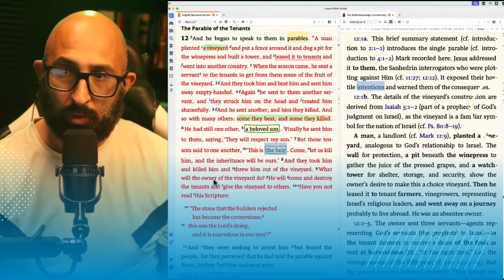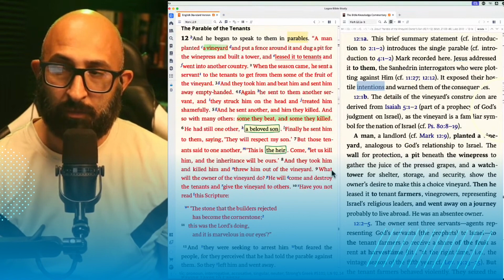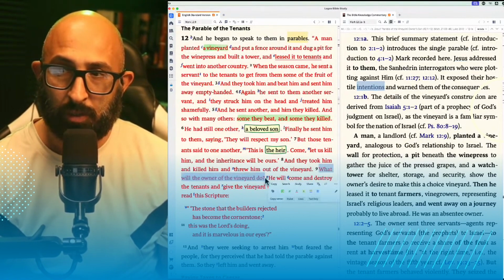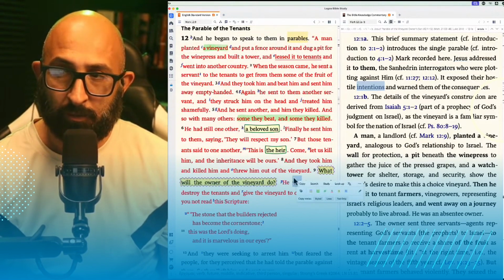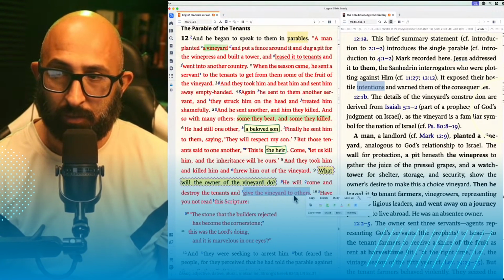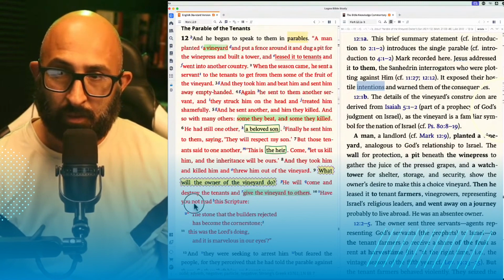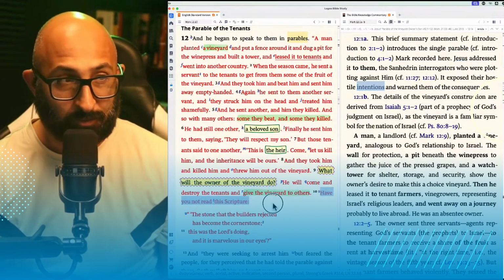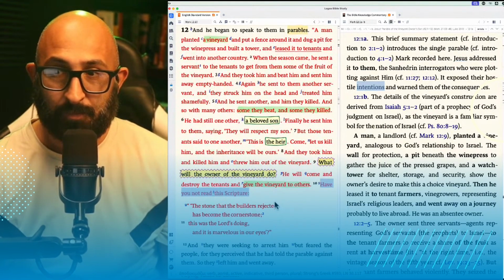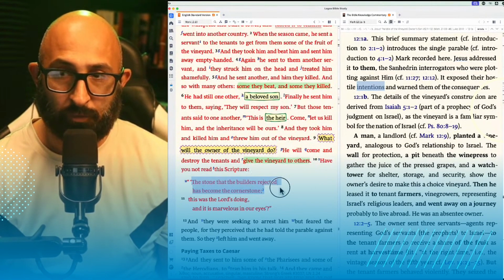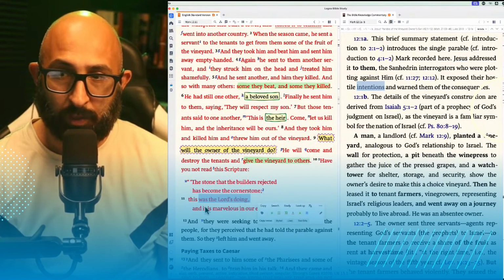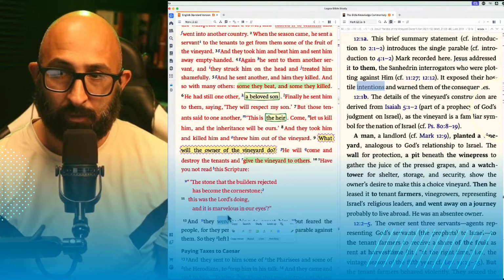What will the owner of the vineyard do? So then Jesus gives this parable and then concludes with a question. What will the owner of the vineyard do? And Jesus says, he will come and destroy the tenants and give the vineyard to others. That is very interesting. And then he quotes a passage. Have you not read this scripture? The stone that the builders rejected has become the cornerstone. This was the Lord's doing, and it is marvelous in our eyes.